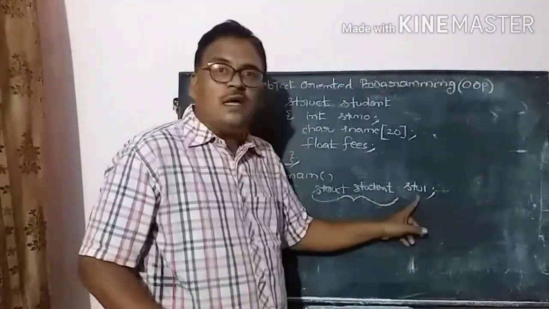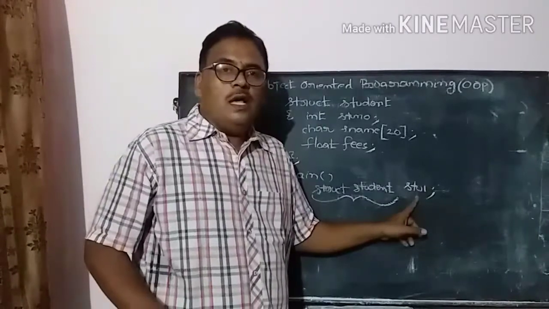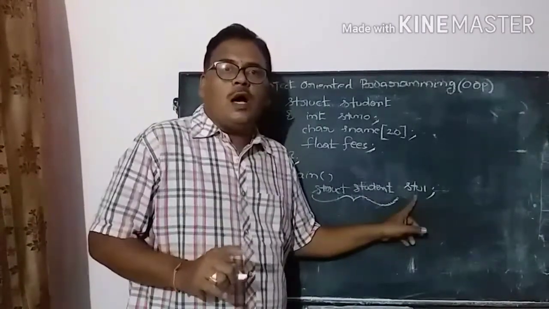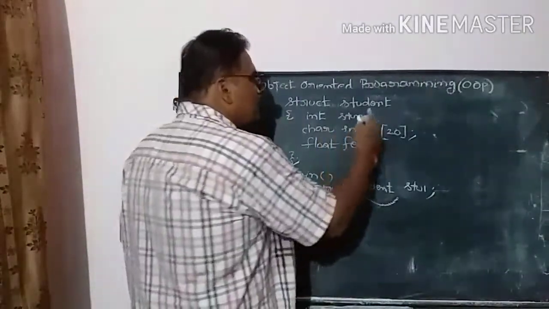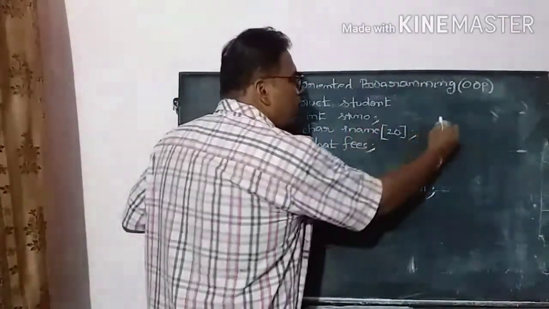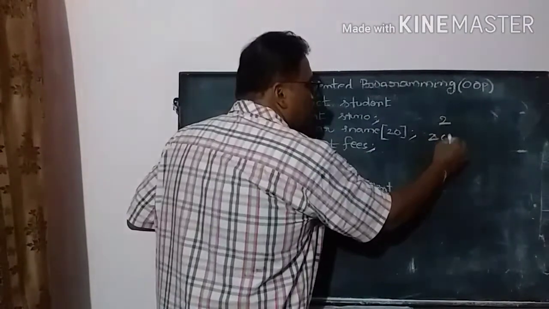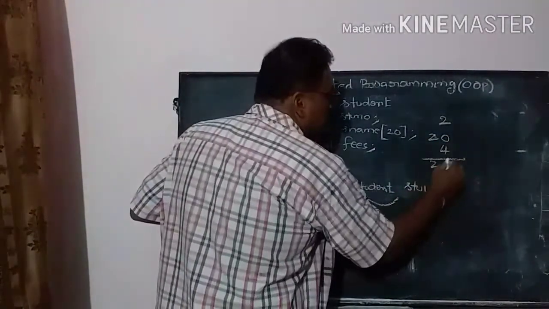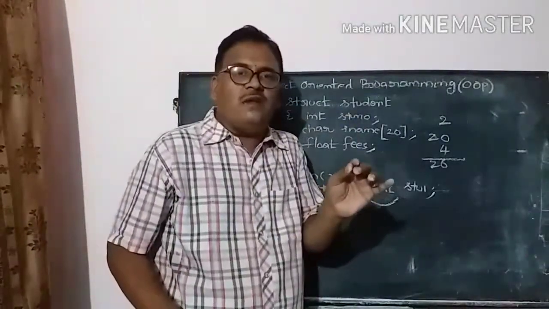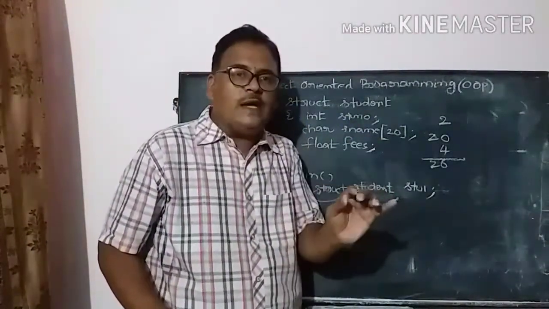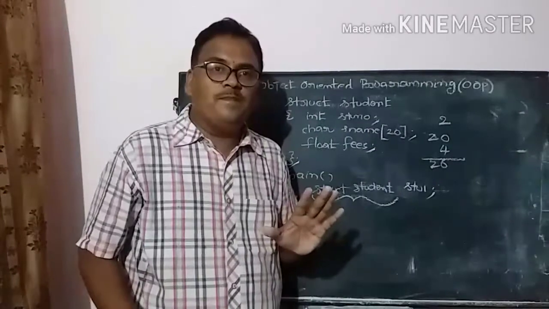Here stu1 is also a variable. So stu1 should also occupy some memory. How much? Just calculate the total memory of these data items. One is 2 bytes, 20 bytes, 4 bytes. How much? 26 bytes. So each structure variable of student occupies 26 bytes of memory.